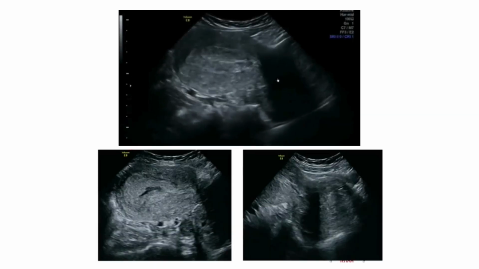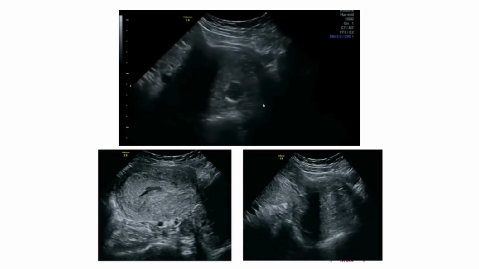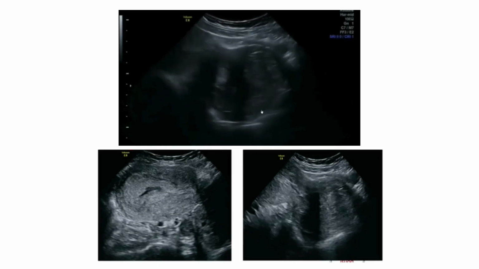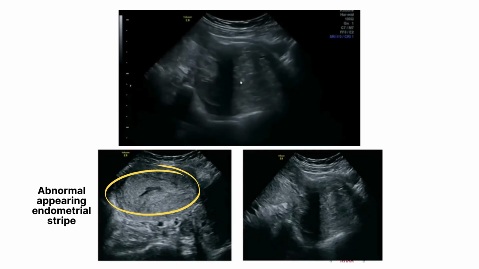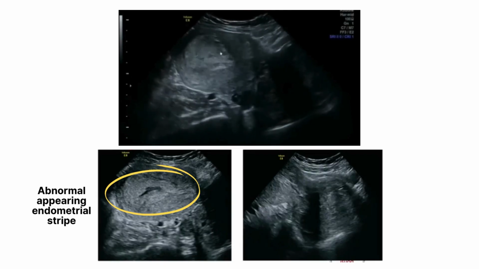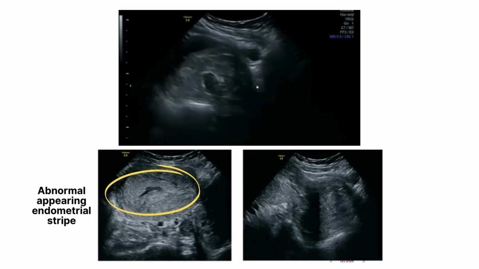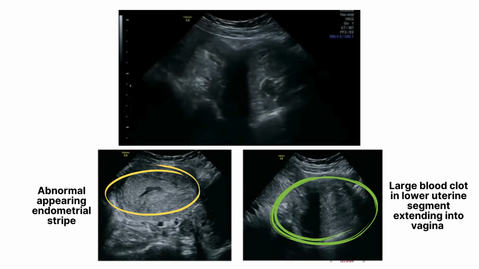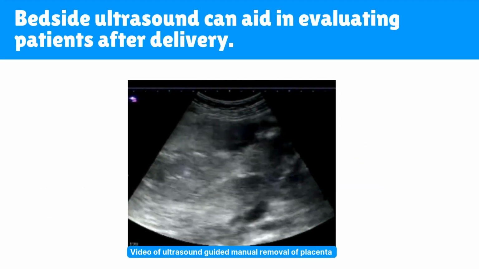In this video, you see a series of sagittal views of a postpartum uterus with an abnormal endometrial stripe. As we scan from the fundus towards the lower uterine segment by sliding the ultrasound probe, a large clot is apparent in the lower uterine segment and vagina. Near the fundus, you can see an abnormal appearing endometrial stripe which is outlined in yellow. Though there are no formal cutoffs for a normal postpartum endometrial stripe, applying a caliper can provide helpful context if you suspect retained products or accumulating blood clot. Near the lower uterine segment and extending into the vagina, there appears to be a large blood clot which is outlined in green.